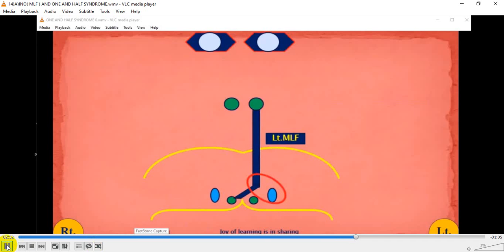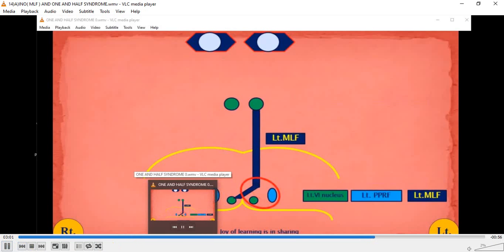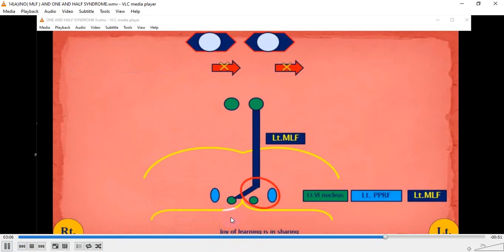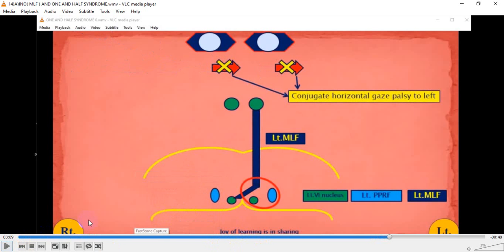Or you can have involvement of three structures: the abducent nerve, the PPRF, that is the parapontine reticular formation, and the left medial longitudinal fascicle, and that can produce 1.5 syndrome. So what are the components of 1.5 syndrome will be shown here. When you ask the person to look to the left, conjugate horizontal gaze palsy will be there, means the left eye will not be able to abduct and the right eye will not be able to adduct.